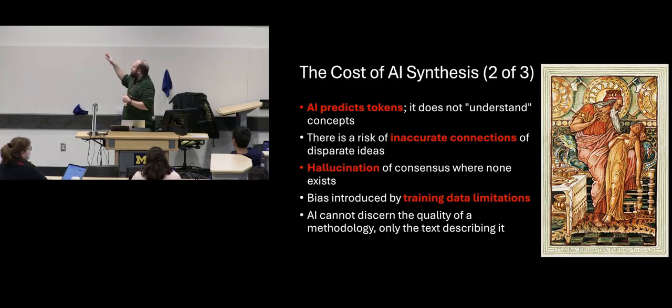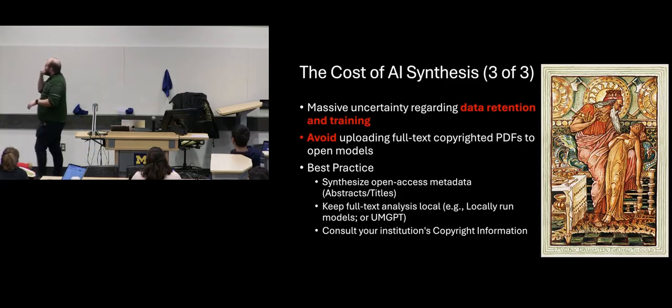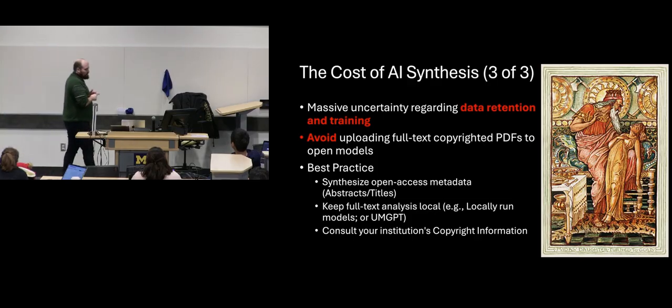And then there's training data limitations. There are biases that are introduced there. And then the final piece is that we don't know where the training data comes from. There are copyright issues. We don't know if it's going to quote something verbatim, whether using it for writing or for summarization. We don't know a lot about where this information is coming from.